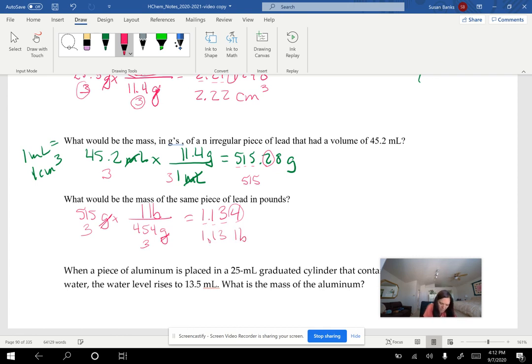Now, if I didn't round, if I kept the 515.28 and did the same thing, I would still get 1.13. It would still work out. Okay, so I would not have a rounding error.